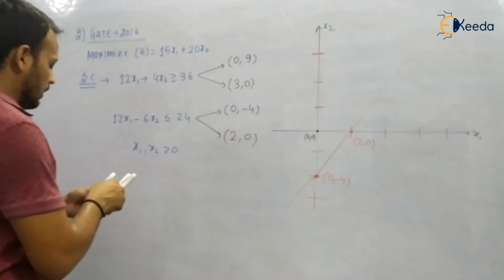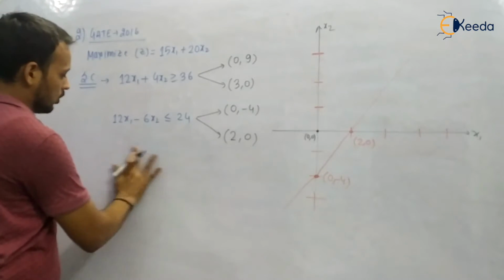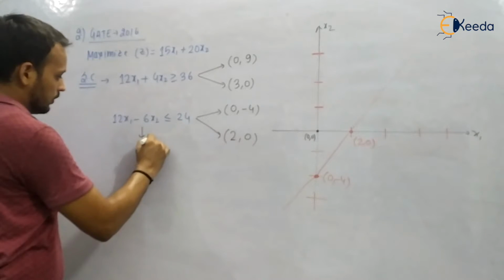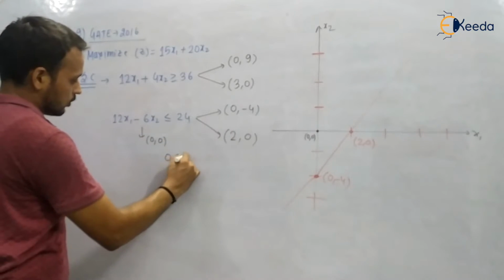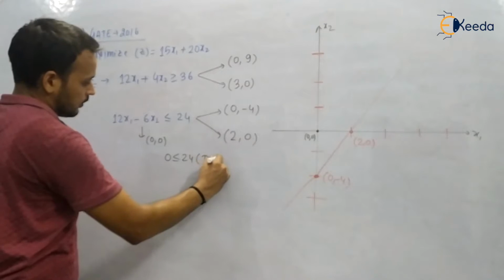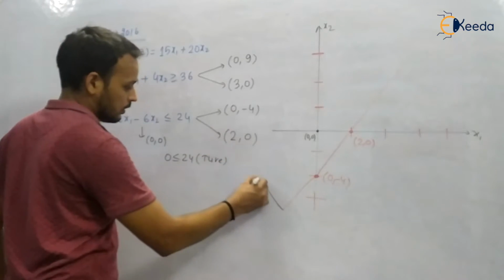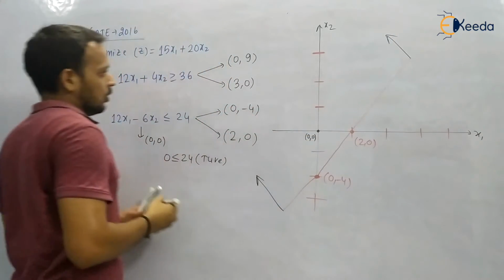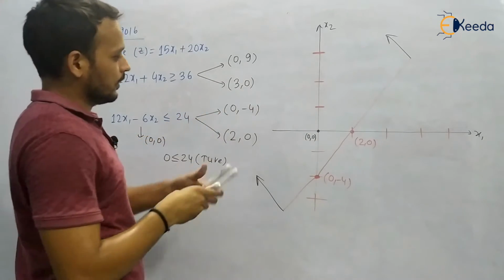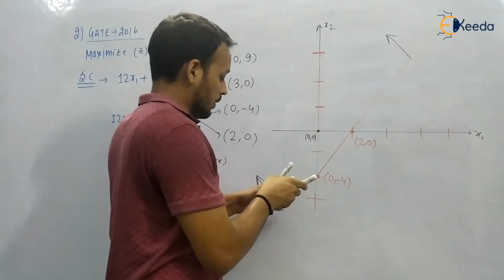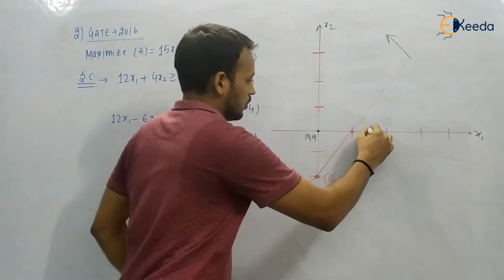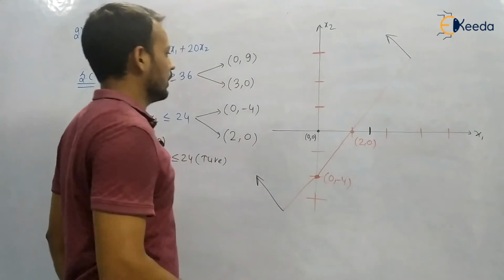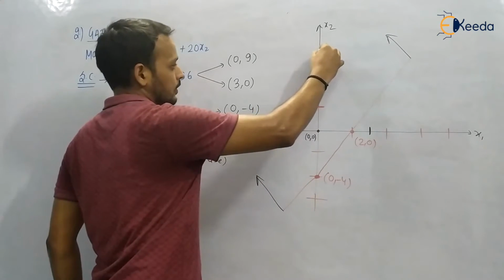By putting 0 comma 0 in this equation, you are going to get 0 less than or equal to 24. The condition is true. It means the graph is shaded towards the origin. No problem. The second one is 3 comma 0, which will be somewhere here, and the other point is 0 comma 9, which is this.